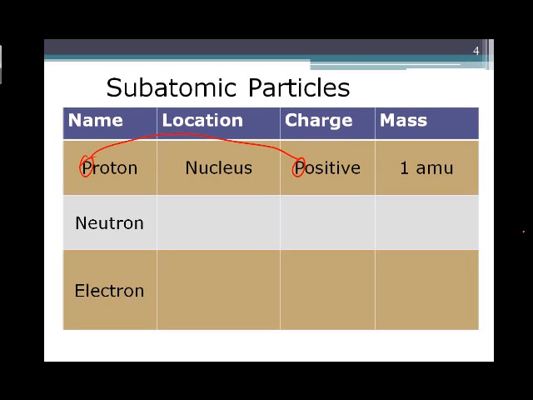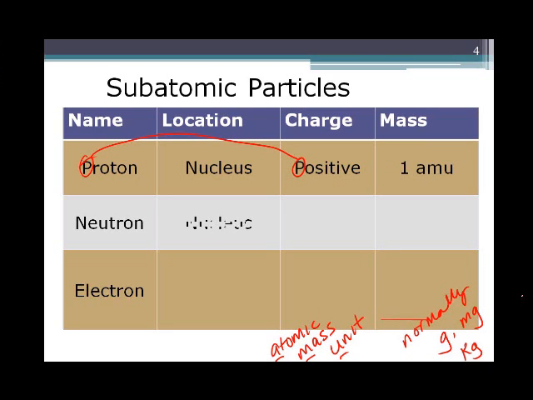Protons have a mass of 1.00 AMU. AMU stands for atomic mass unit. Now, protons, neutrons, and electrons are so small that it just is not feasible to measure their mass in grams, which is what we would normally use. Normally we would use things like grams, milligrams, kilograms. Well, those are just way too big, so we use our AMU, our atomic mass unit.